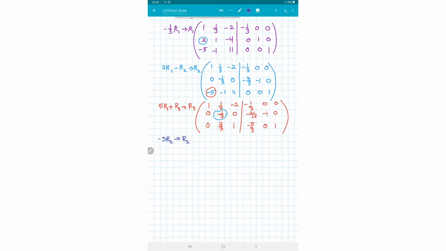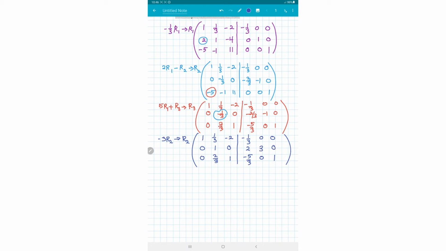So I have 1 over 3, negative 2, negative 1 over 3, 0, 0. This one: 0, 2 over 3, 1, negative 5 over 3, 0, 1. Don't forget our bracket. This one becomes 0. Negative 3 times negative 1 over 3 becomes 1. This one 0, the line. So this one you get 2, 3, and 0.